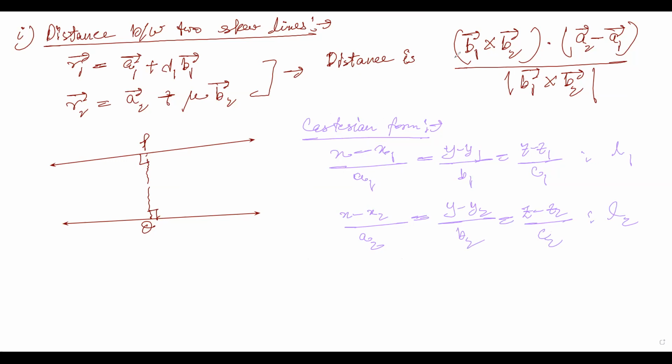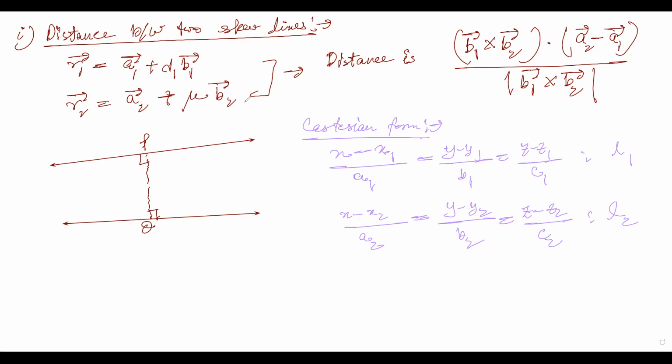So the shortest distance is b1 cross b2 divided by mod of b1 cross b2, because that is the direction. The direction is perpendicular. We are finding the shortest distance, which has to be perpendicular. How do you find the perpendicular direction? By taking the vector product of the two. So we are taking the unit vector in the direction perpendicular to both vectors, and the magnitude would be a2 minus a1, the points through which these two lines are passing.